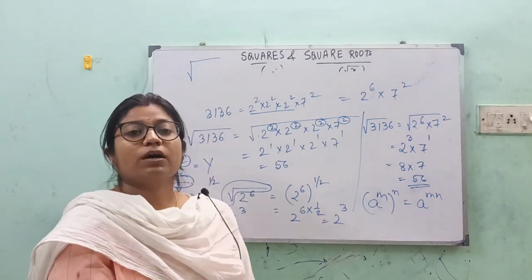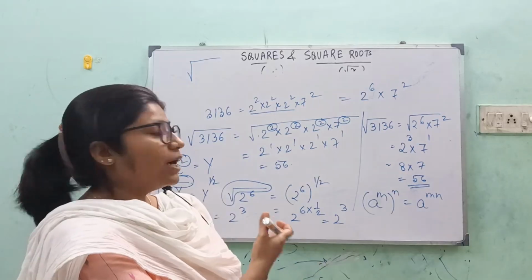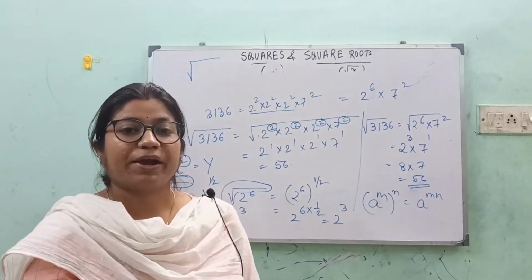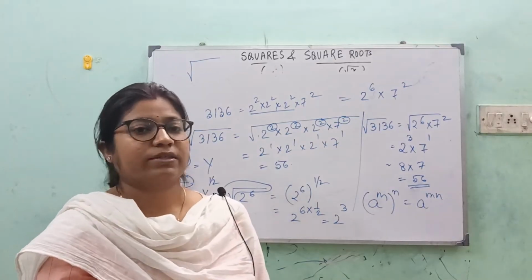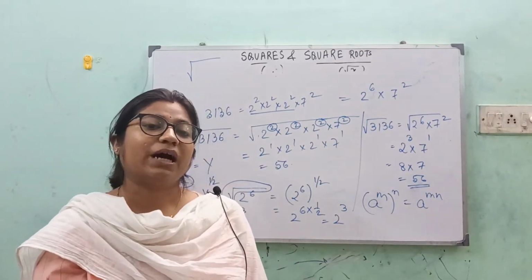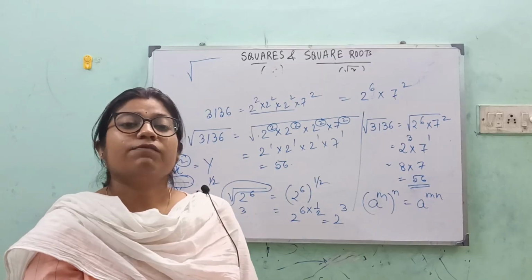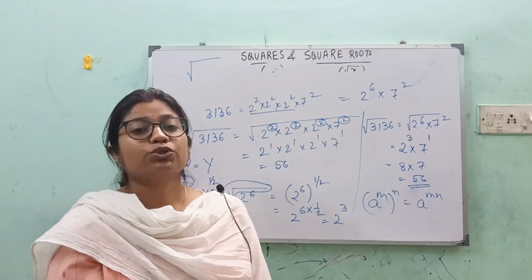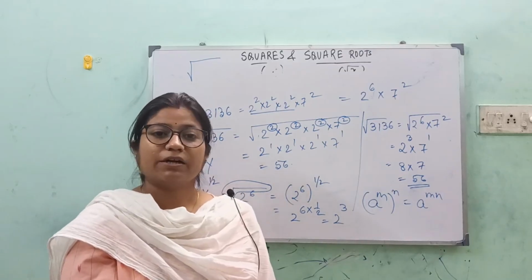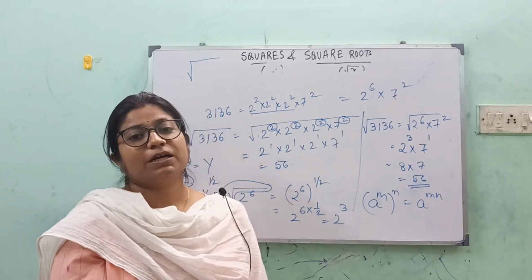So I'll be coming up with a new part of this chapter, that is finding out square roots using the division method. What we have done is finding square roots using the prime factorization method. Next we'll be coming up with the faster method, that is finding square roots using the division method. Till then I hope you will go through this video and make your concepts clear in this part, so that the next part becomes easier for you.